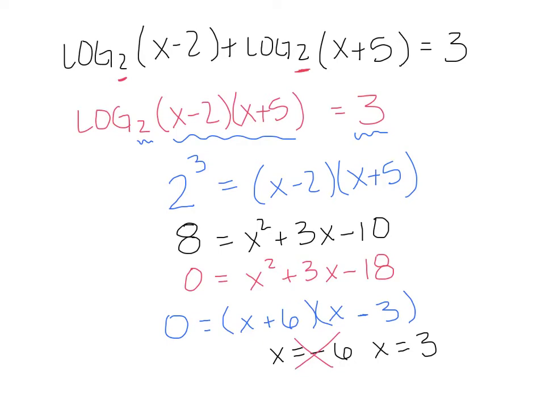Now let's check on the 3. Sometimes neither of them work. The log base 2 of 3 minus 2, it's still positive. The log base 2 of 3 plus 5, positive. So x equals 3 is our solution to this log equation.